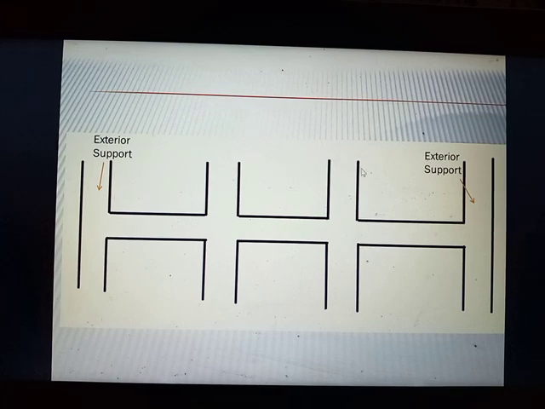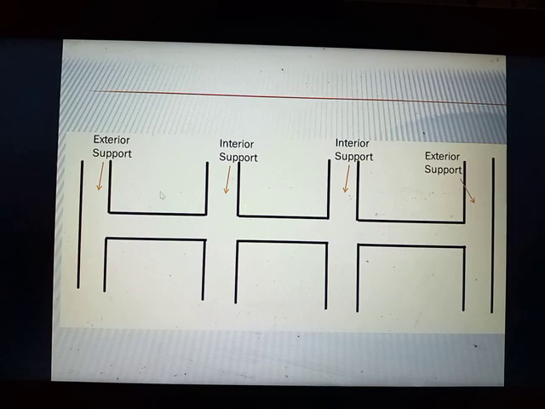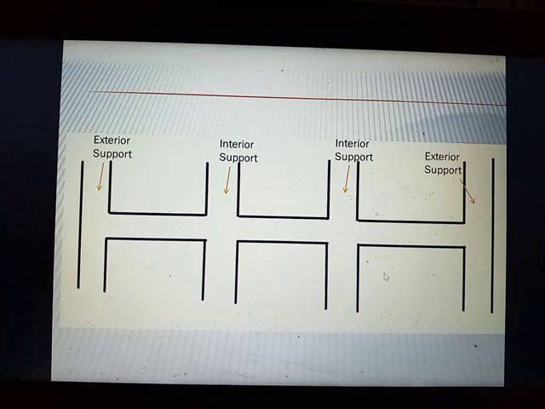So these are the exterior supports, and next we have the interior supports. If the exterior supports are those supports that exist on the farthest ends, the interior supports are those inside, other than the exterior supports. Those are the supports that can be found inside, other than the farthest ends. So it is found in the middle. So that is the interior support.